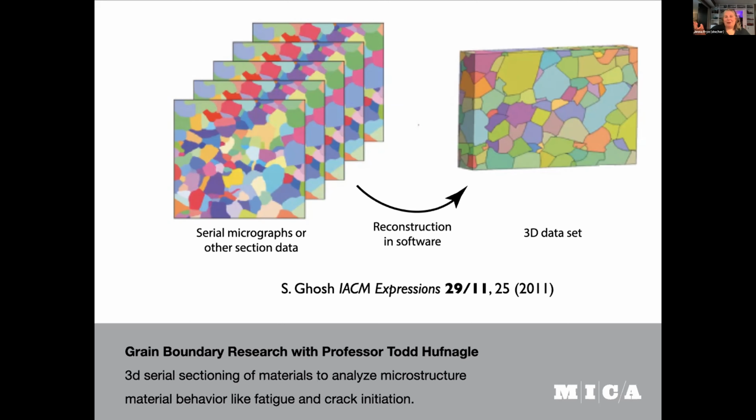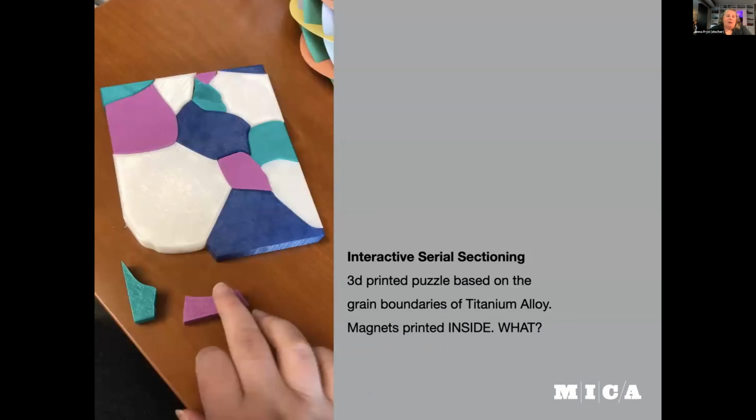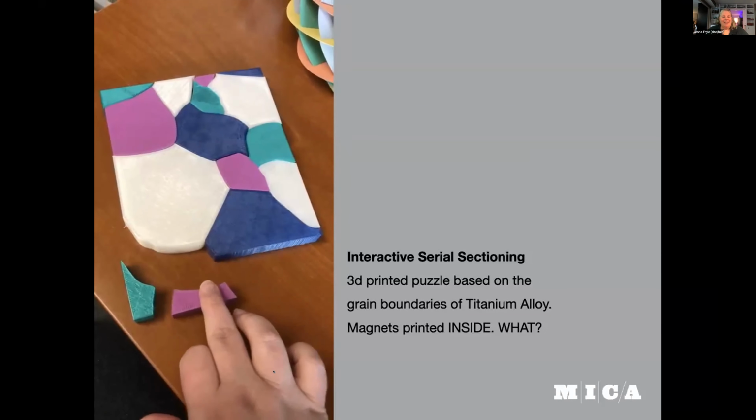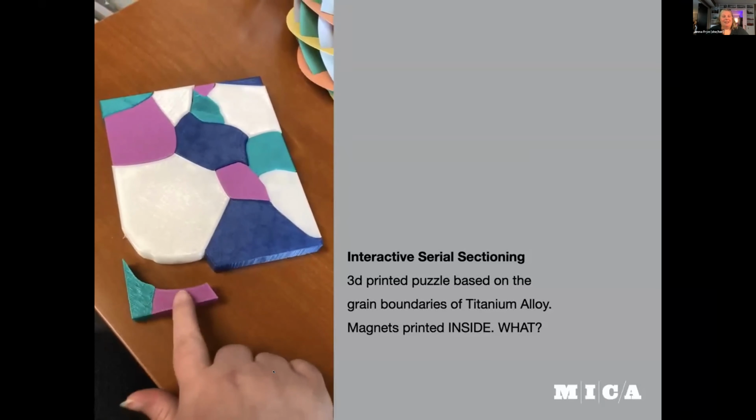And so I thought, well, this would be a perfect thing to print. I would love to play with this as a puzzle. This just looks like a puzzle to me. So this is part of that research. I just took a small part of it. And then I experimented with a process where I imprinted magnets inside of the 3D print. So you can't see the magnets, they're kind of hidden.